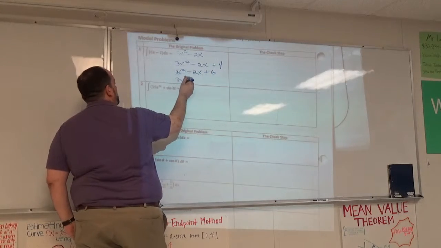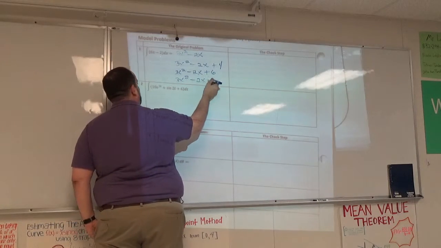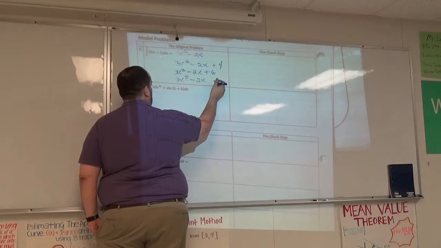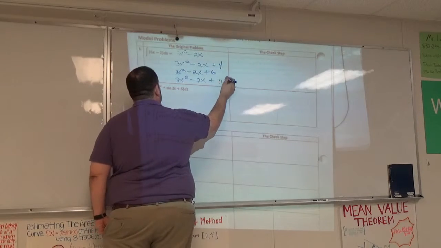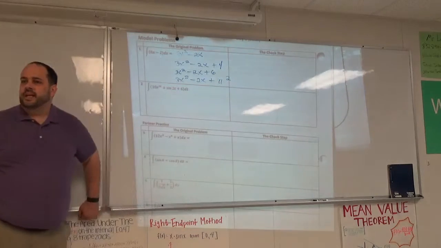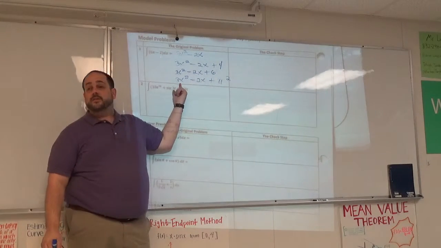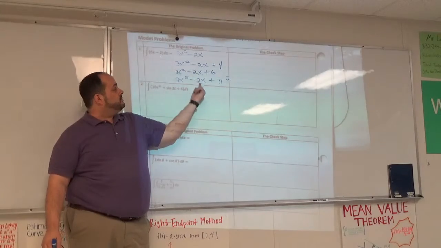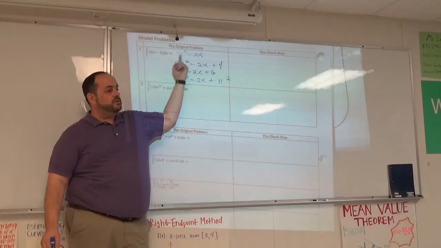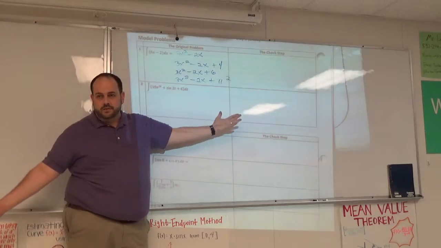3x squared minus 2x plus 6 plus pi squared, love it. Derivative of 3x squared, 6x. Derivative of negative 2x, negative 2. Derivative of pi squared, 0.